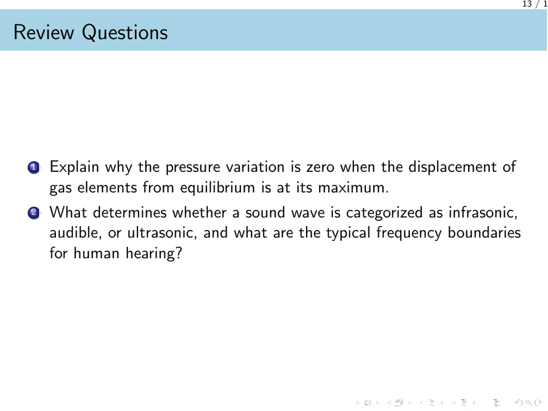To wrap up, consider these review questions. First, can you explain why the pressure variation must be zero at the exact moment the displacement of gas elements is at its maximum? Second, what specific factor determines whether we classify a sound wave as infrasonic, audible, or ultrasonic? And what are the standard frequency limits for the human ear? Reflecting on these will help solidify your understanding of the relationship between the physical motion of molecules and the resulting sound wave.